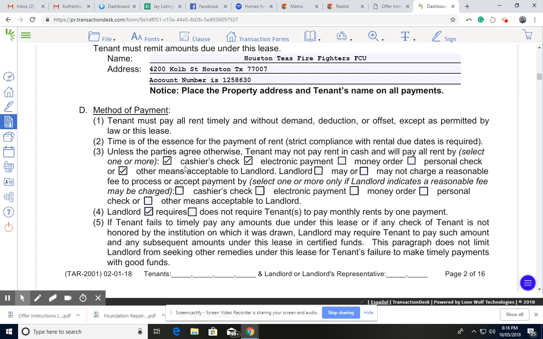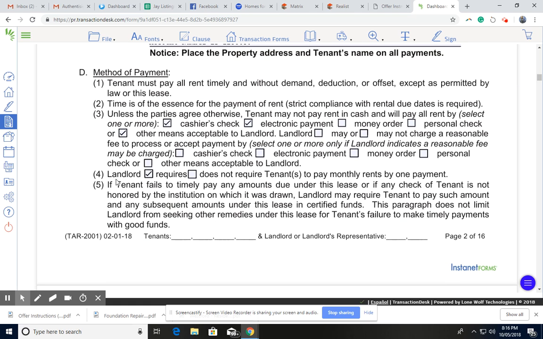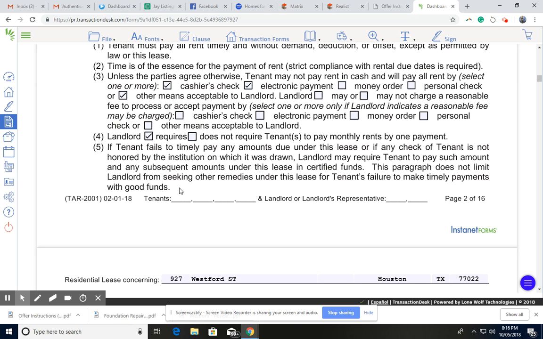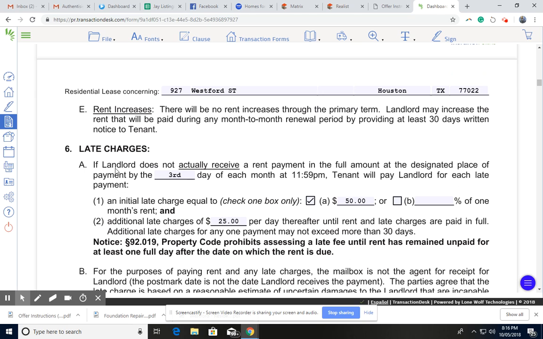And again, method of payment: cashier's check, electronic payment, whatever's agreed upon by the landlord and the tenant, right? And then it says landlord requires tenants to pay monthly rents by one payment. So we don't want, hey, let me pay you half this month and half the other month. No, you've got to pay it in full every single month. Late charges, okay?